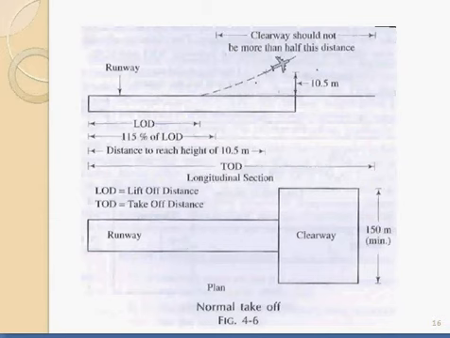Then at the end of the runway you have to provide a clearway, and the width of the clearway should be a minimum of 150 meters. If you are taking the length, it should not be more than half of the difference between the takeoff distance and 115% of the lift off distance. You can take this difference, that is TOD minus 115% of LOD, and the clearway should not be more than half of that distance.